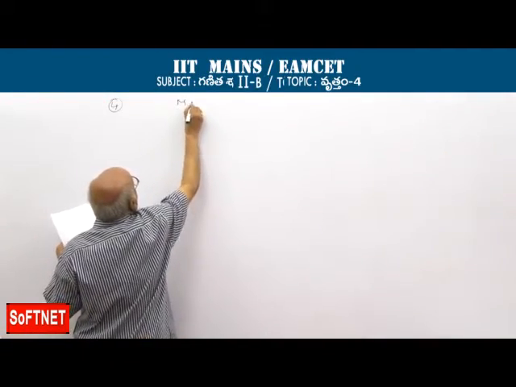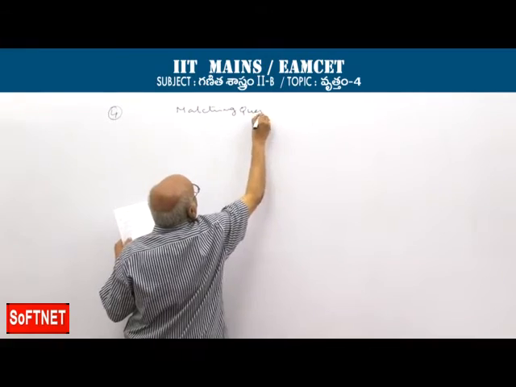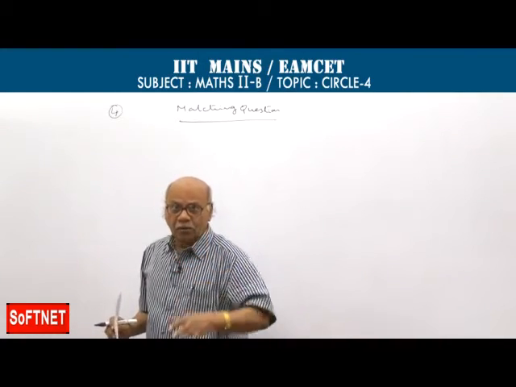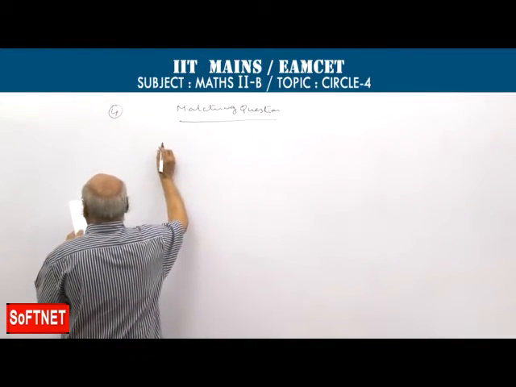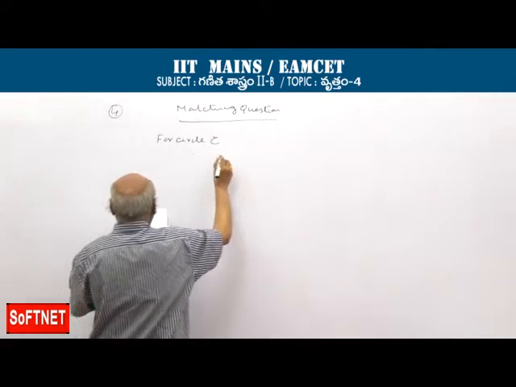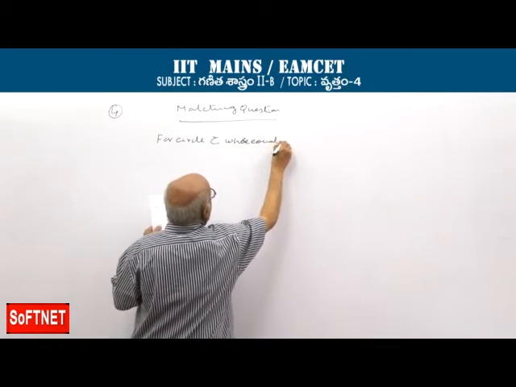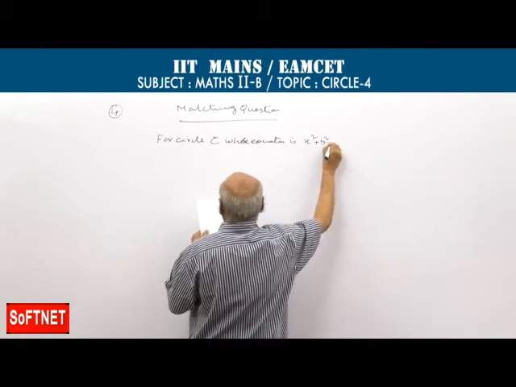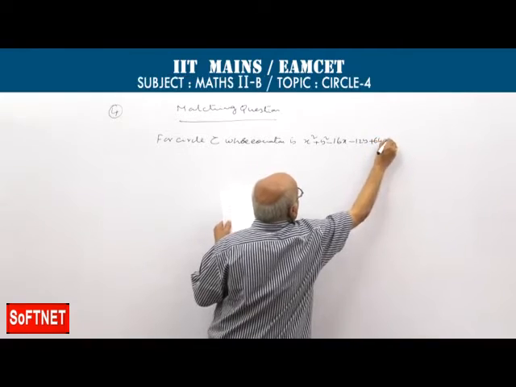This is a matching problem. So in EAMCET, they are asking matching questions also. Not only in IIT Advanced, but in EAMCET also they are giving matching questions, recently of course. So here, the matching question is: for the circle C whose equation is x square plus y square minus 16x minus 12y plus 64 equal to 0.